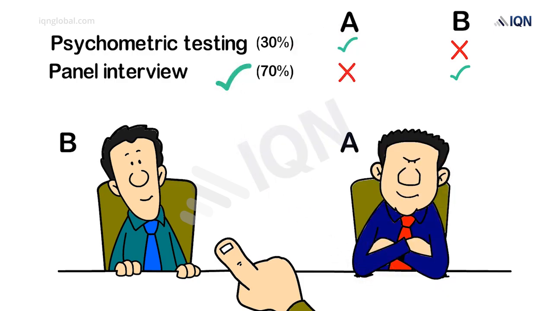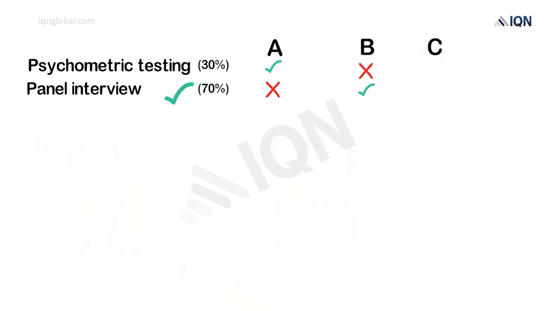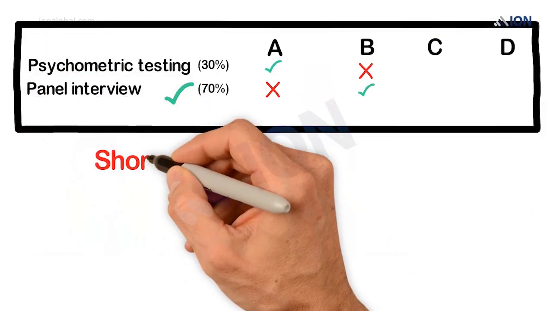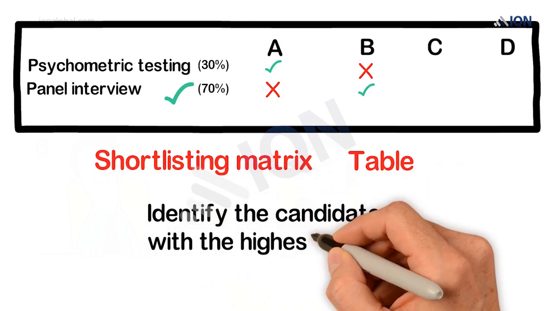This was a simple example. In the real world, there will be many candidates, not just two. That is why organizations use a shortlisting matrix or table to record the performance of candidates in each selection method. These help to easily identify the candidate with the highest score.